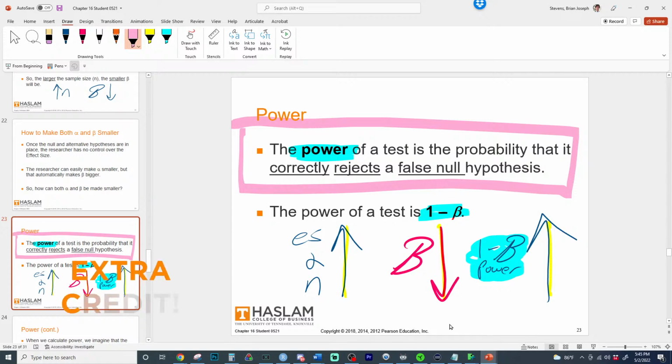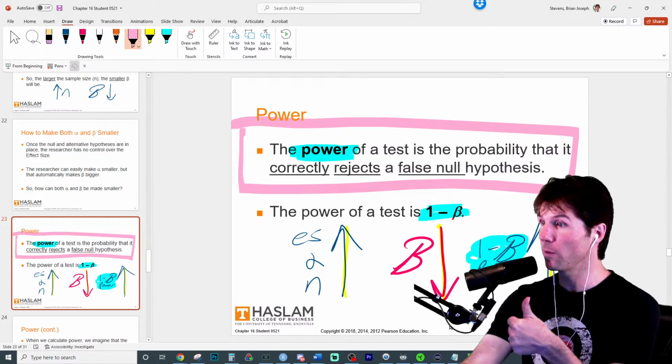This is the ability to correctly reject the false null. 3 key components right there are the effect size, the alpha, and the sample size. We did a really great review of this earlier.